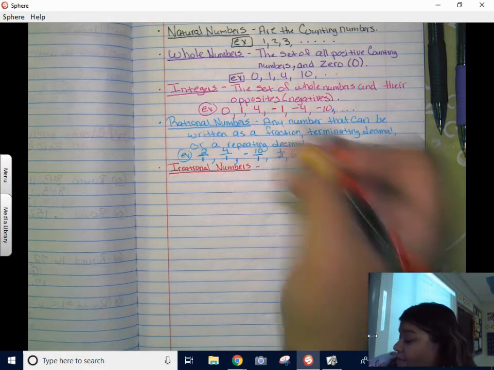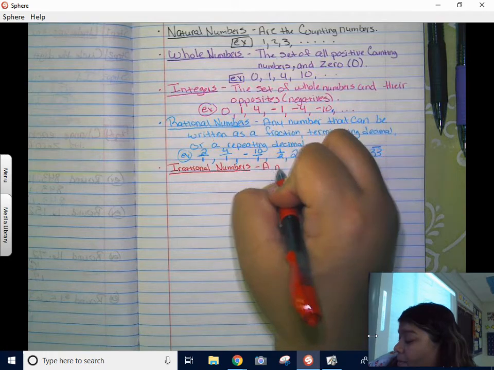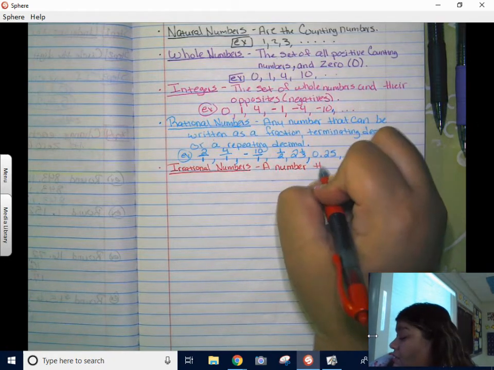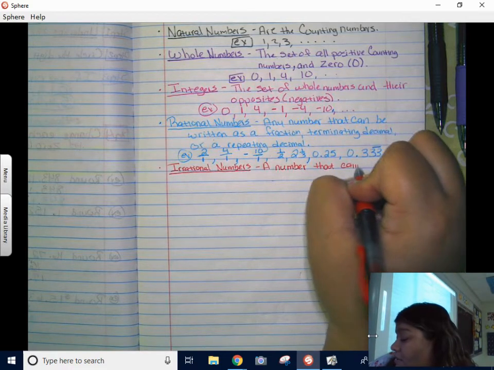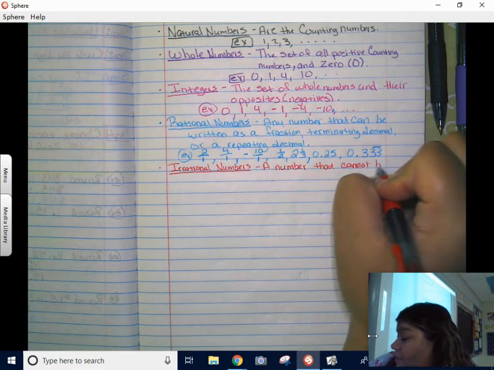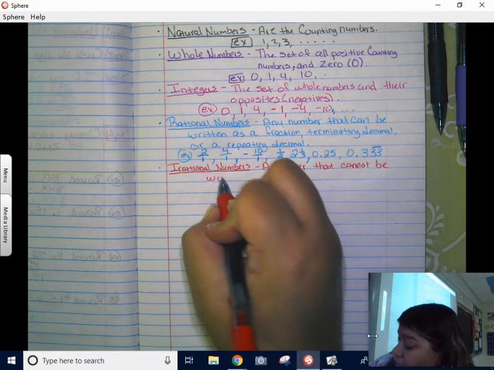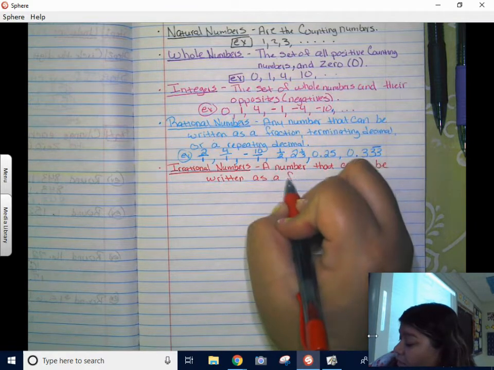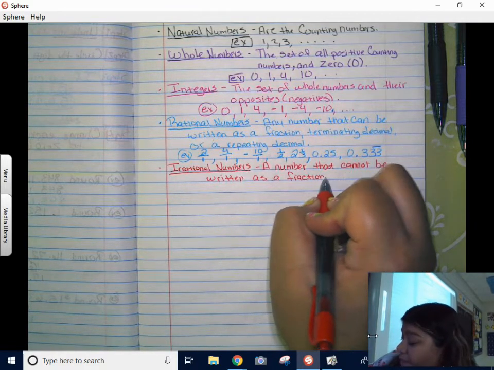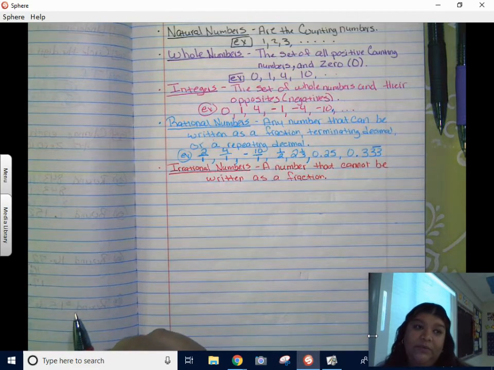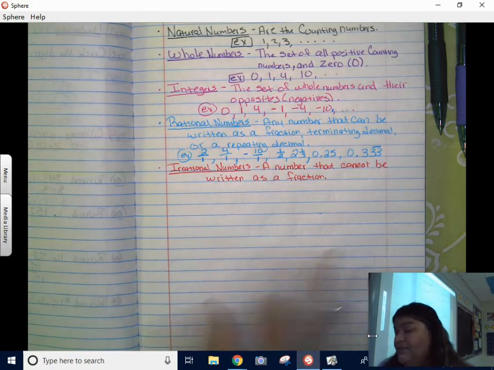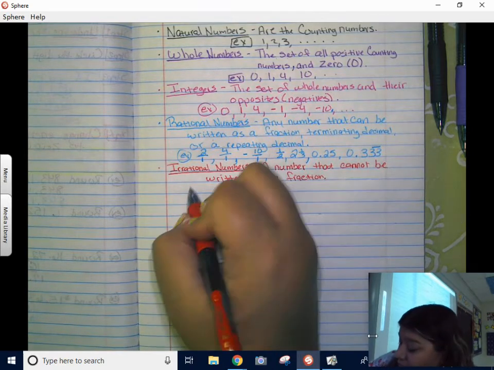Very good. Okay, so irrational numbers: a number that cannot be written as a fraction, okay? Or they get a decimal that goes on forever, but there's no pattern to it, okay? A decimal with no pattern, okay? So there's only a couple of examples for this one.